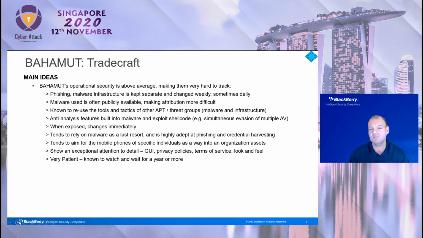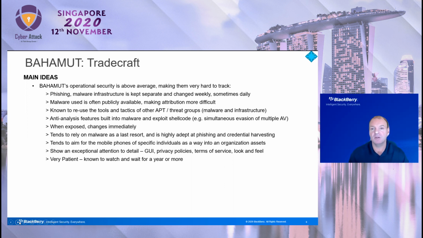Malware is not really used. They use it as a last resort, and it is often publicly available malware. We've seen quite a bit of Cobalt Strike in this one. They're also known to reuse tools from other threat groups, or APTs. Anti-analysis features are built into their exploit code, so it bypasses a lot, and we'll spend a bit of time on iOS and Android in terms of the fake applications as well.